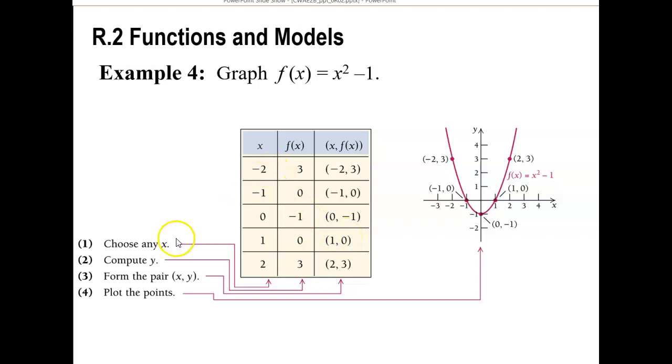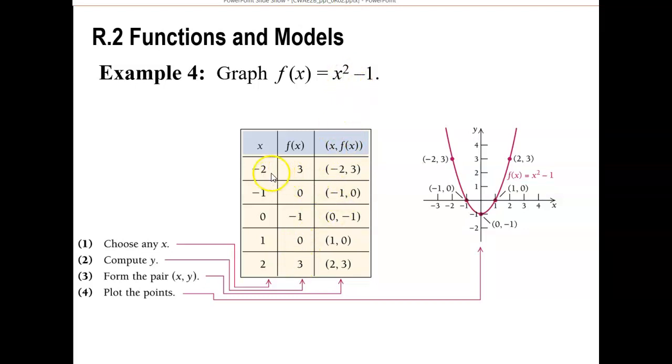So here they've just chosen an x. They chose any x because there's no restrictions on what you can choose here. So choose any x value. So -2, -1, 0, 1, and 2 is what they started with. Compute y, meaning plug those x's in and get a corresponding f of x value. So when they plug -2 into here, -2 squared, that's 4 minus 1 is where the 3 came from. -1 squared is 1 minus 1 is 0. 0 squared minus 1, -1. 1 squared is 1, minus 1 is the 0. And then 2 squared again is 4 minus 1 is a 3.